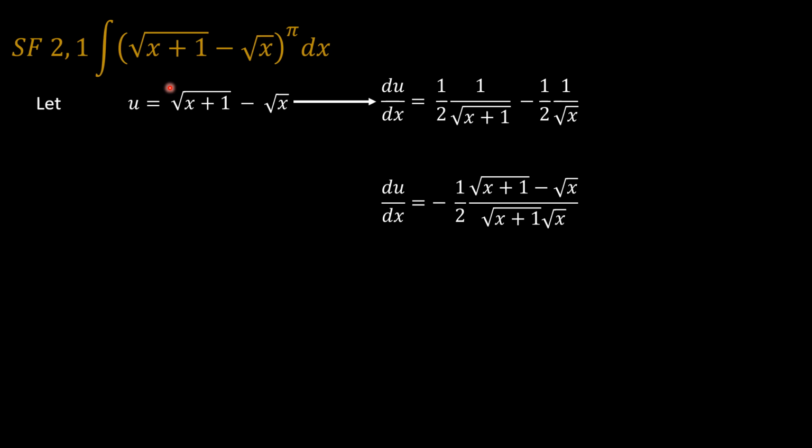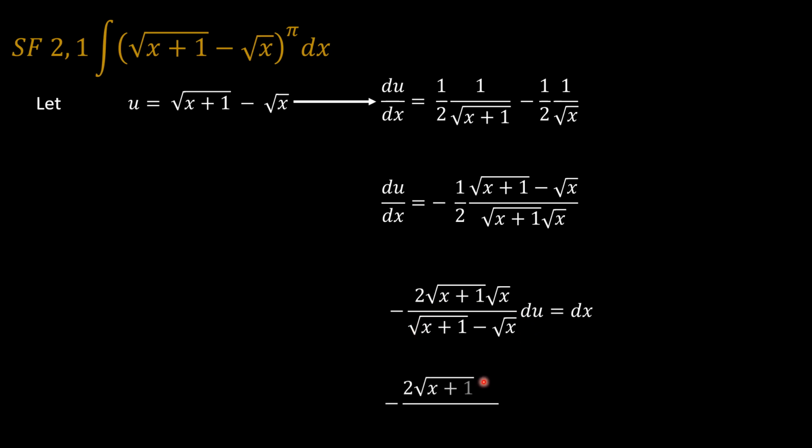And so du dx is equal to, when you combine the two fractions, negative a half of the square root of x plus 1 minus square root of x over square root of x plus 1 times square root of x. And when we take the fraction to the left-hand side, it means negative 2 square root of x plus 1 times square root of x over square root of x plus 1 minus square root of x du is equal to dx. So we can express this new denominator in form of u, but the numerator is a little bit complex. So the next portion is how can we express this part here in form of u.